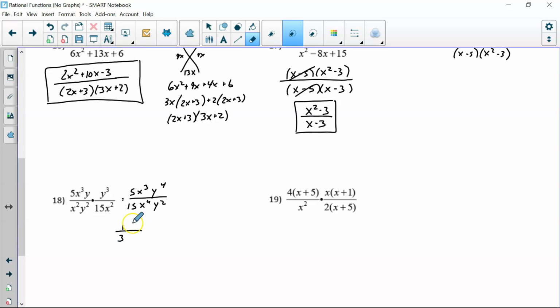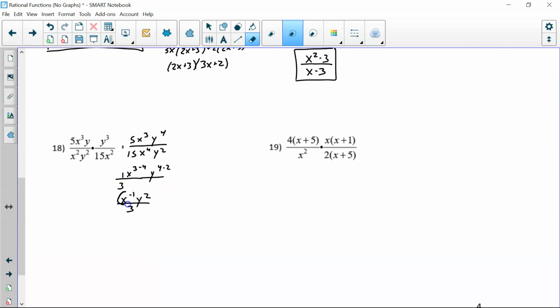We've reduced the fraction. Now for the x's, subtract 3 minus 4. And for the y's, it's 4 minus 2. So we don't need the 1. x to the negative first, y to the second, over 3. No negative exponents allowed. Only thing that has to move is the x. So it becomes y squared over 3x to the positive first, or 3x.